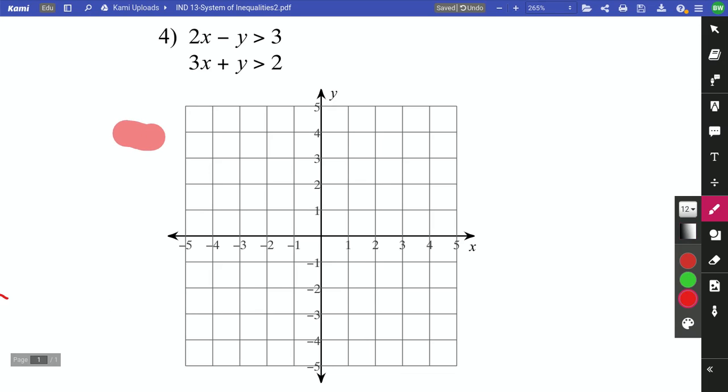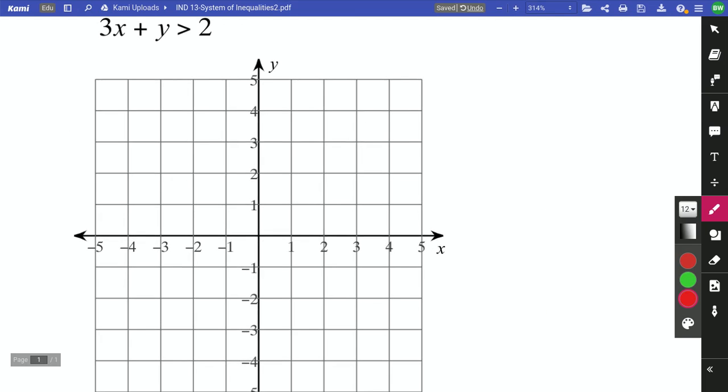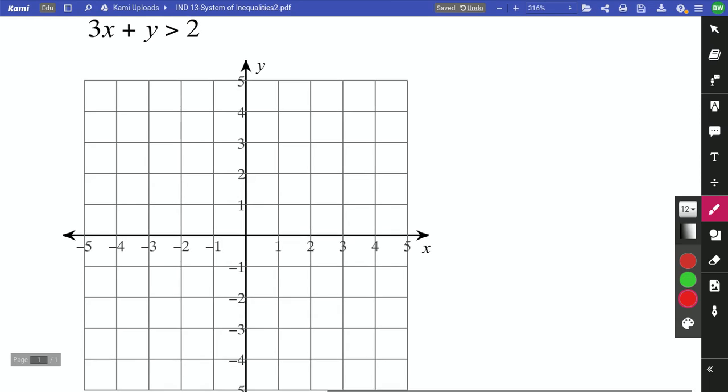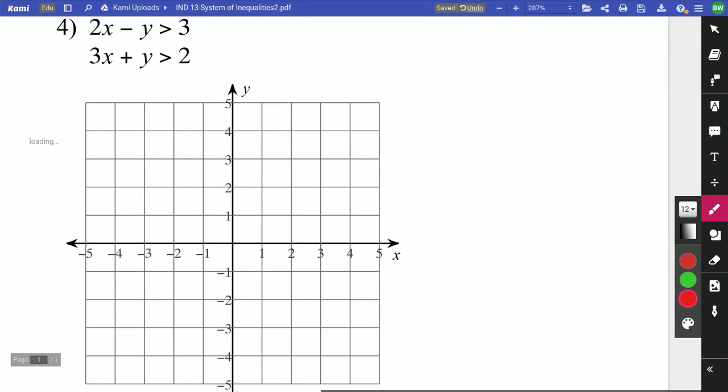Oh, I keep drawing on it. Oh, why is it doing that? Don't like that. There we go. That's what I want. Okay, we cut one of them off. Can't do that.